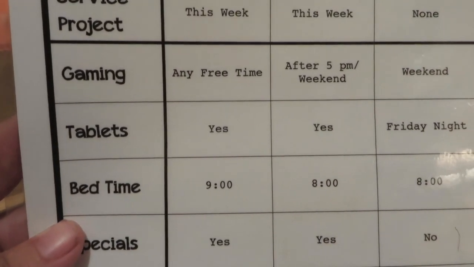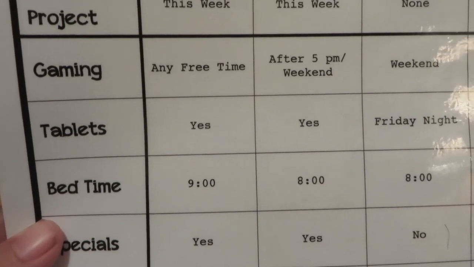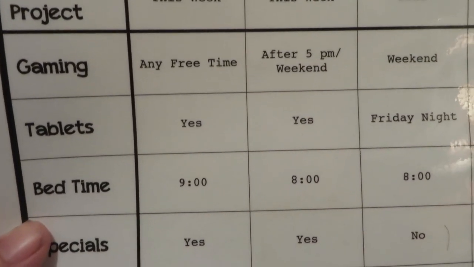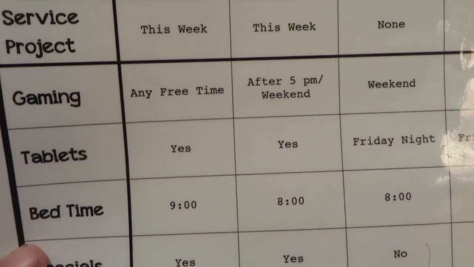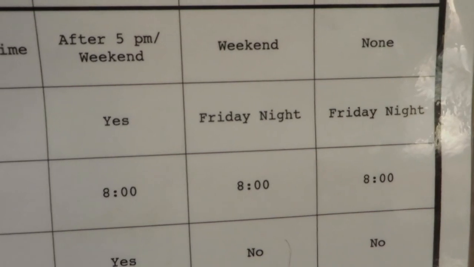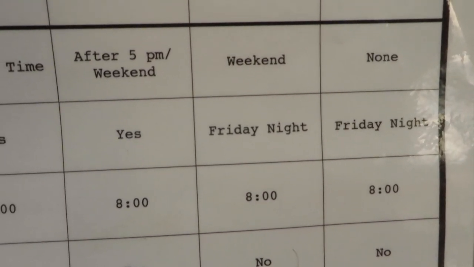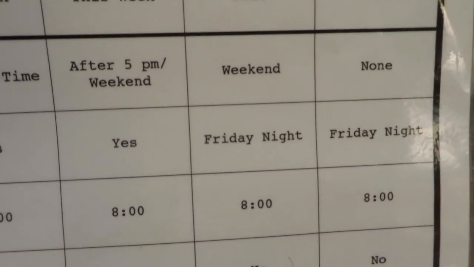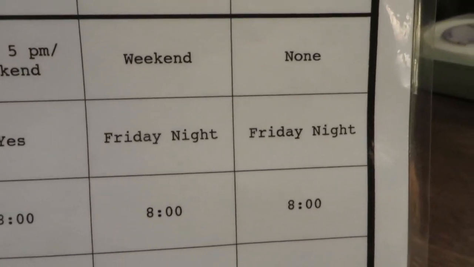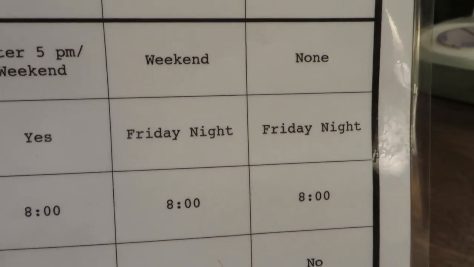Since the tablets are theirs, that they bought with their own money, we have a separate line for that. So they get to have their tablets if they're on C or E. If they're on A, they get to have it on Friday night. And on no privilege, I guess it is just Friday night too, yeah, we still let them have them on Friday night.